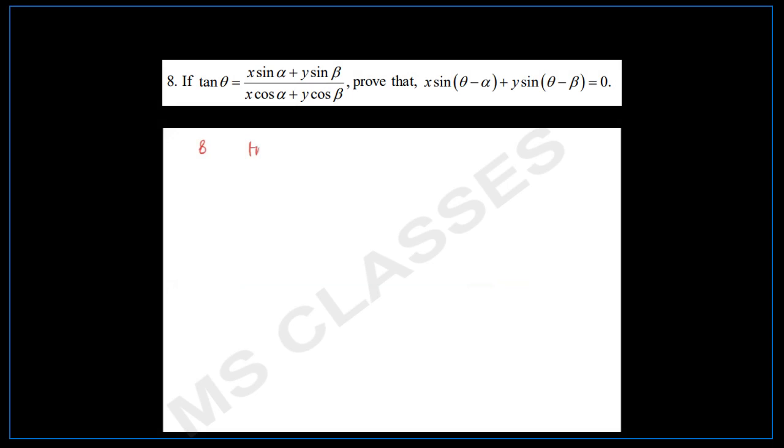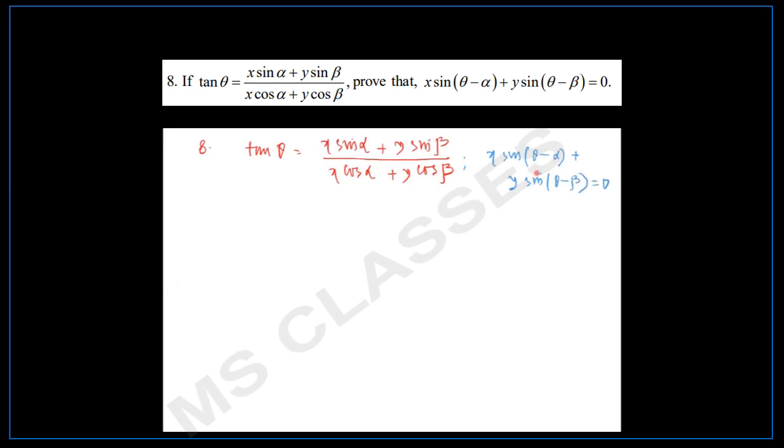Tan theta equal to x sine alpha plus y sine beta by x cos alpha plus y cos beta. We have this, and what is our intention? What we have to prove here? X sine of theta minus alpha plus y sine of theta minus beta equal to 0.